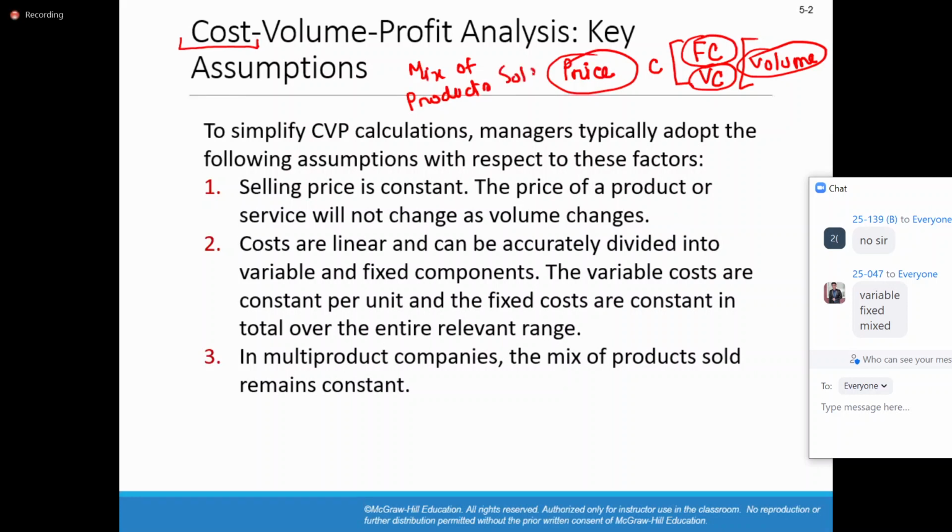So you know that companies no longer sell a single product. They sell multiple types of products. All the products they are selling are known as the mix of products. So we need to look at each of these in detail to understand the relation between cost, volume, and profit.